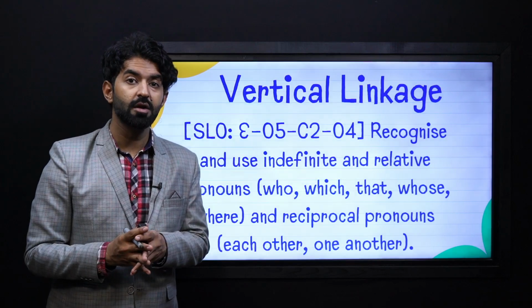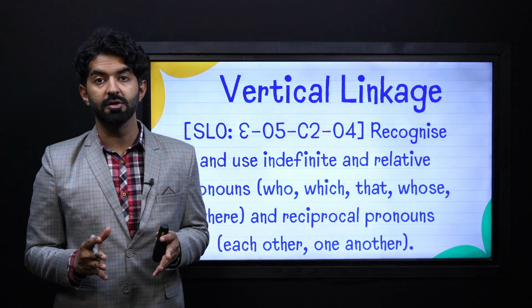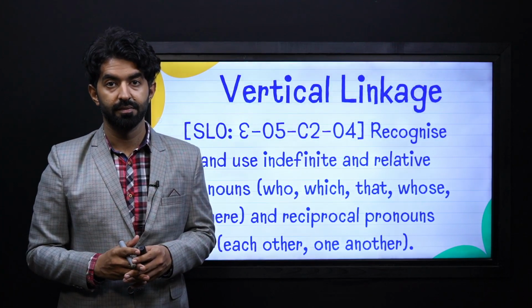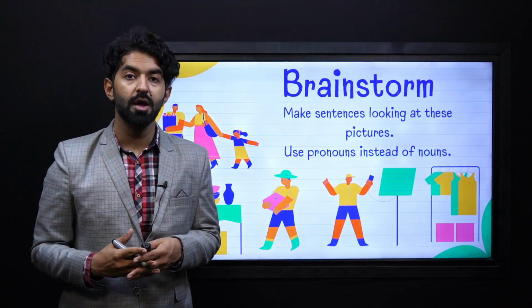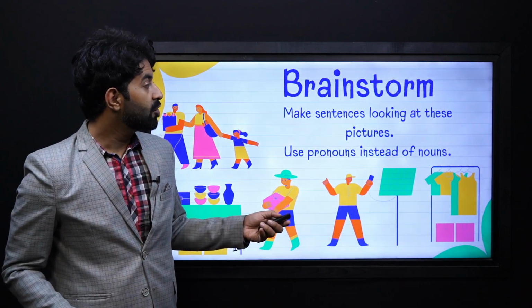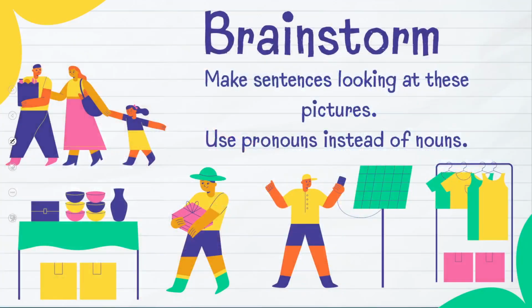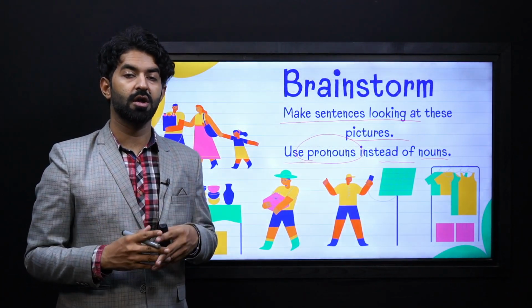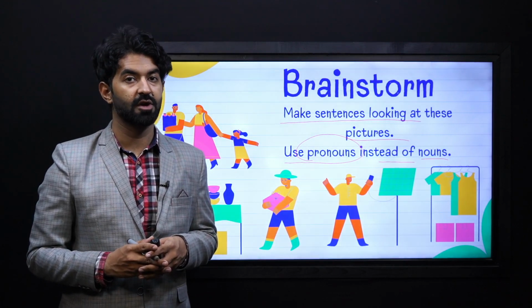Now, before that, you will be looking at this vertical linkage to relate this with the previous grade SLO that you have already covered. I hope that you can recall most of it, because we are going to do a very interesting brainstorming session today, and you will be making sentences using these pictures. Look at them, make sentences looking at these pictures, use pronouns instead of nouns. So you will be using pronouns in this one and recall your concept of using pronouns instead of nouns.